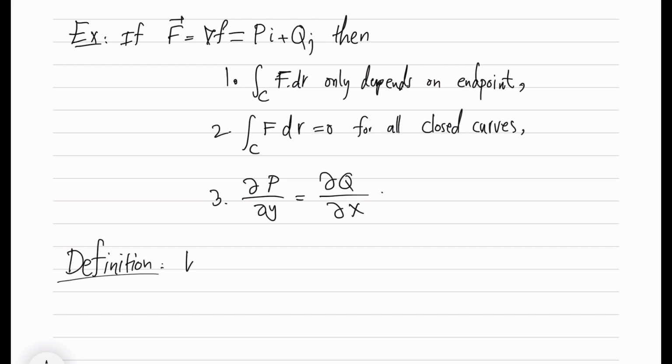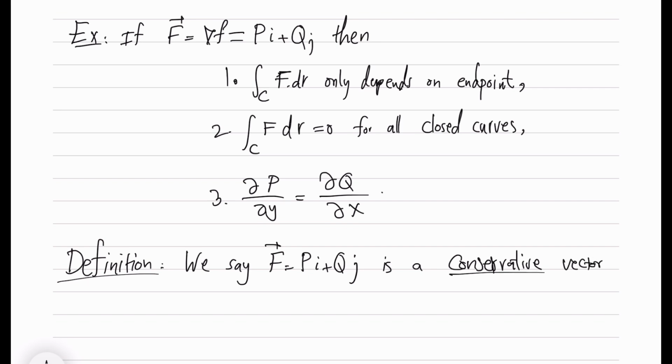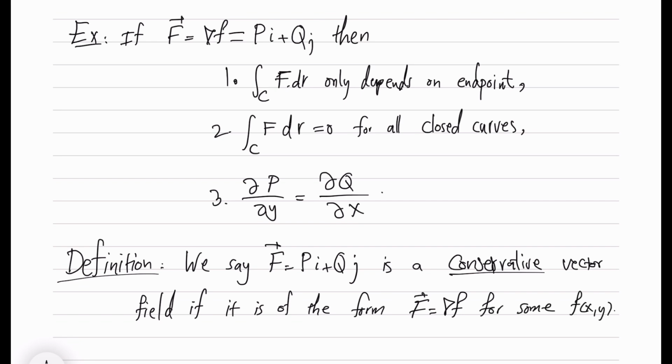Definition: we say F, which can always be written this way, is a conservative vector field if it is of the form gradient of some scalar function f. Yep, so that's a definition among us. So next time I say some vector field is conservative, I mean this. So we can add this definition here: if F is conservative, then the three properties hold.